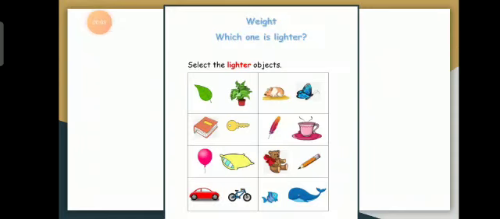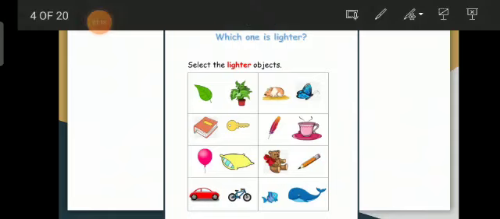Look at this slide. Here we have some objects. Now I will circle the lighter one. There are two objects. Now I will circle the lighter one. Look carefully.